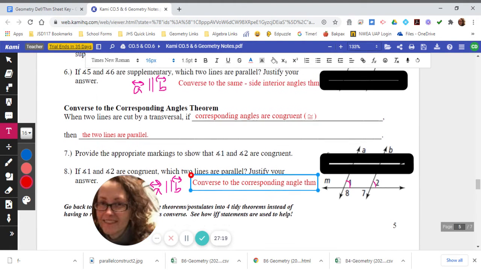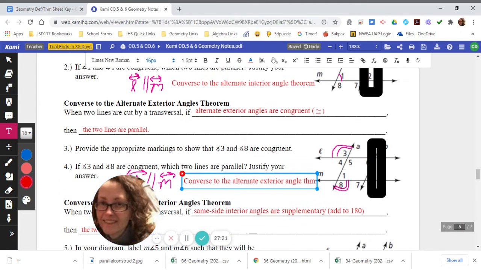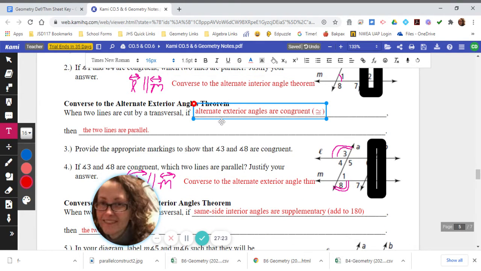Now, if we use these as is, we will have to forever remember which way was which. Which one was the converse? Did the converse start with the parallel lines or did the converse start with the angles? We can see here that the converse starts with the angles, but it's really hard. It's very easy to make a mistake when we do this as a theorem and its converse.